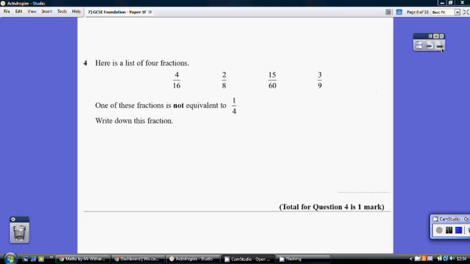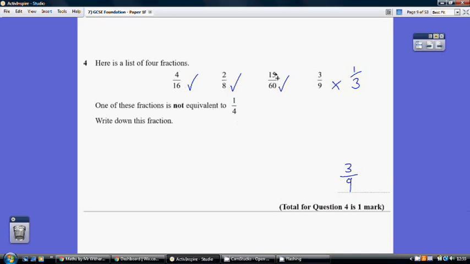Question 4. So which of these fractions is not equivalent to a quarter? Well, 4 over 16 is. If you divided top and bottom by 4, you get a quarter. 2 over 8 is. If you halve top and bottom, you get a quarter. 15 over 60 is. You divide top and bottom by 15, you get a quarter. But 3/9 isn't. You divide top and bottom by 3, you get a third. So which one of these is not equivalent to a quarter? Well, it's 3/9.